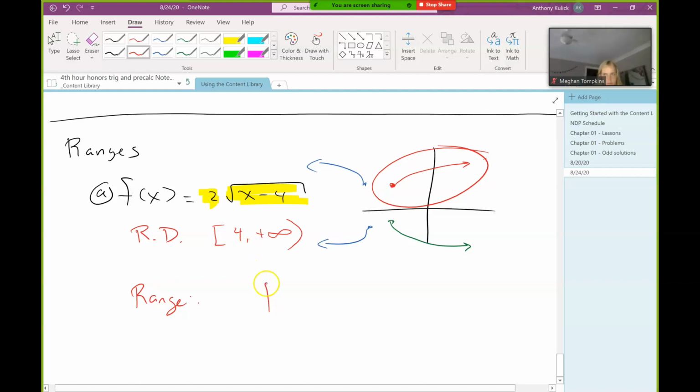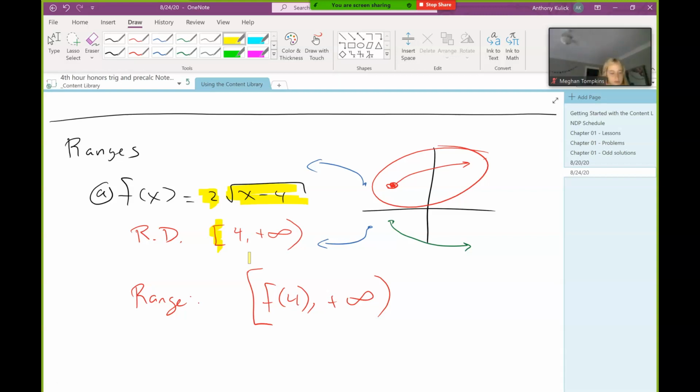is going to start at f and then go to positive infinity. And because this is included, I know there's an x-coordinate that has the value 4. I know there has to be a y-coordinate at f of 4, right? Is everybody okay with that reasoning? So all I'm left to do is really compute what f of 4 is, which in this case is just 0.